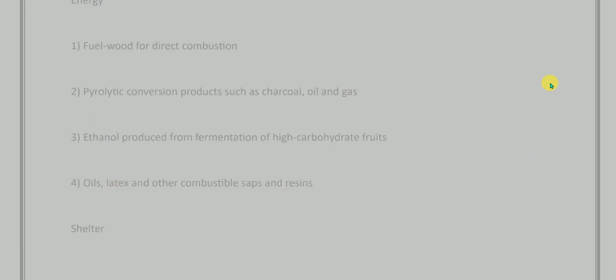Energy. 1. Fuel wood for direct combustion. 2. Pyrolytic conversion products such as charcoal, oil and gas. 3. Ethanol produced from fermentation of high carbohydrate fruits. 4. Oils, latex and other combustible saps and resins.